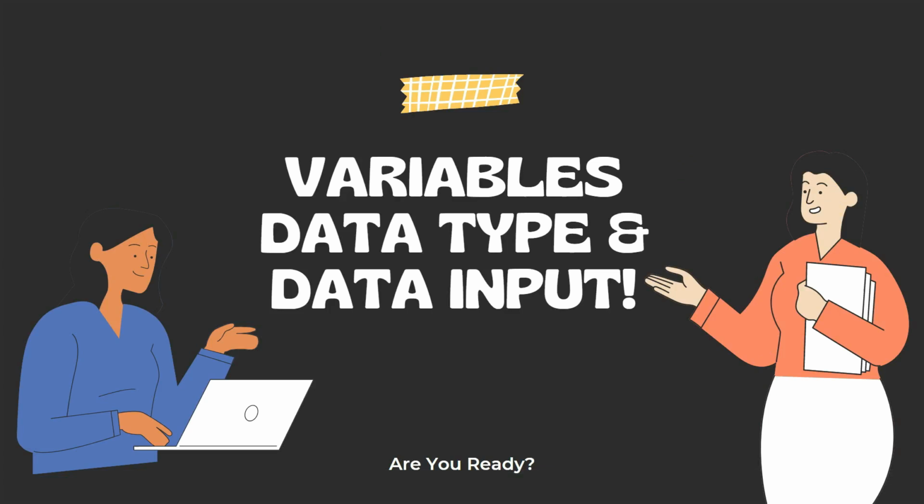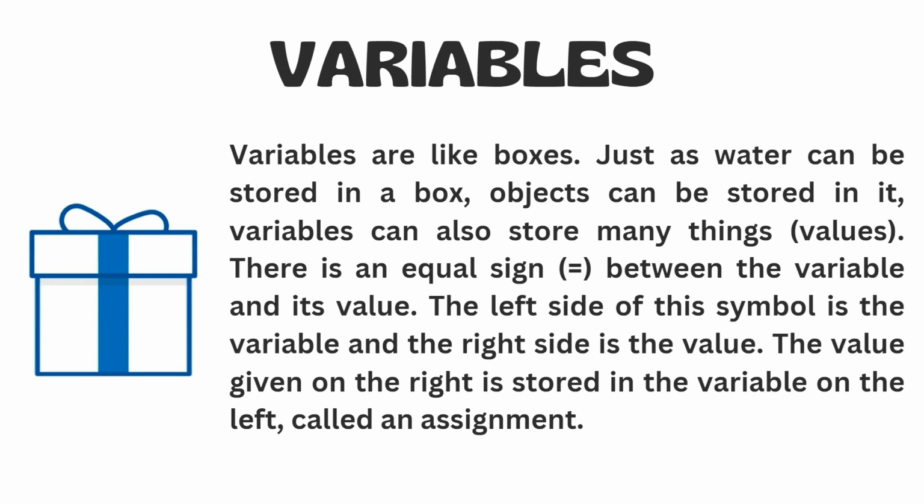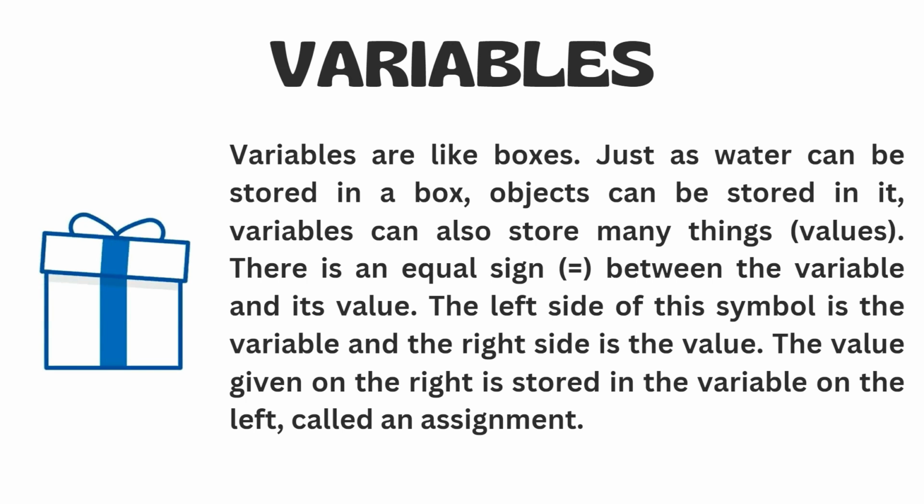So now let's see what is a variable. So variables are like boxes, or you can say one container. Just as water can be stored in a box, objects can be stored in variables. So a variable can store many kinds of things. It can store the values. So there is an equal sign between the variables and the value. So when you write the variables in Python, there should be an equal sign between the variable and the value. You can store the value inside your variable. So the left side of the symbol is called the variable. And the right side is the value of the variable.